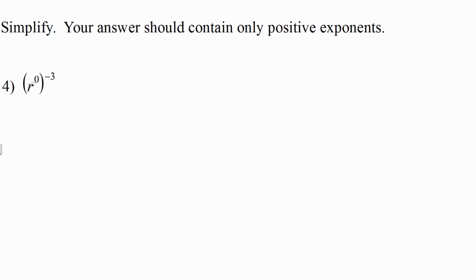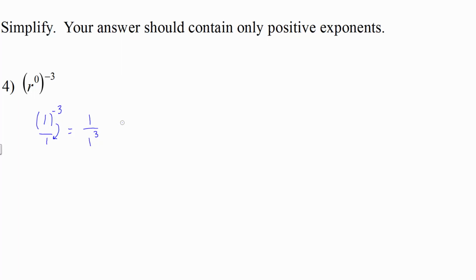So this one is a little trickier, apparently, than I intended. Most people can come up with that r to the 0 is 1, because we just had that on a problem. But then I've had a lot of people be stuck on what to do once you turn that into a 1 with this negative 3rd power. So the way this works is we have a negative exponent, so we'd move it down to the bottom and have 1 to the positive 3rd.